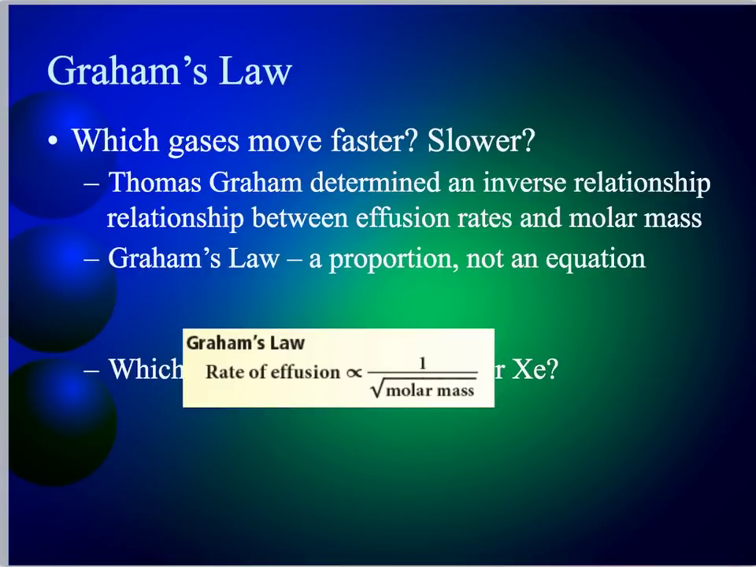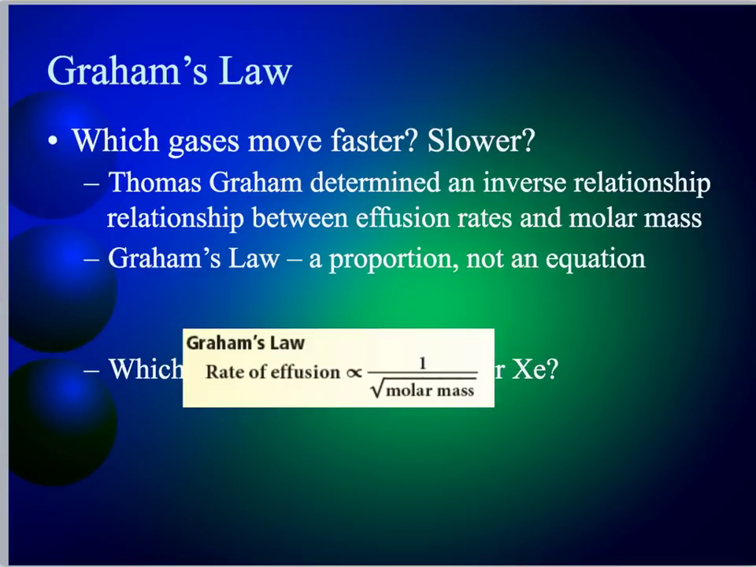So the law that we're going to get from this is going to end up being Graham's law. Which gases move faster, which ones move slower? Thomas Graham determined an inverse relationship between effusion rates and molar mass. Graham's law is actually a proportion, not an equation, and that's what this little symbol right here means. It means proportional. The rate of effusion is proportional to 1 over the square root of the molar mass.